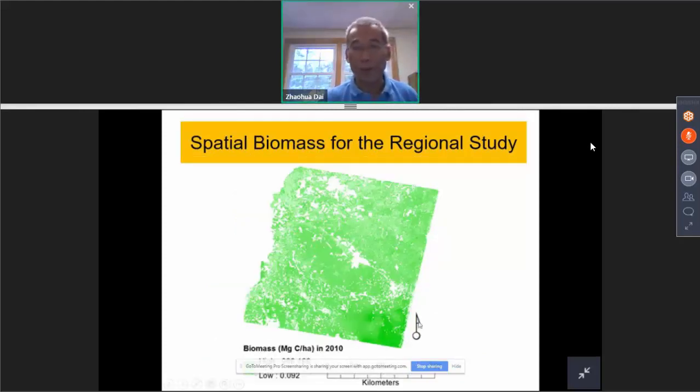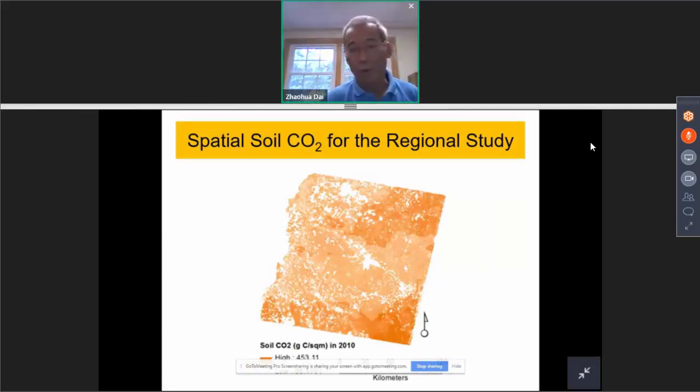And here is the biomass. The biomass is a little different, only here is higher. The NPP is the same, high here, but maybe here the trees are young and grow slowly. And this is soil carbon dioxide.